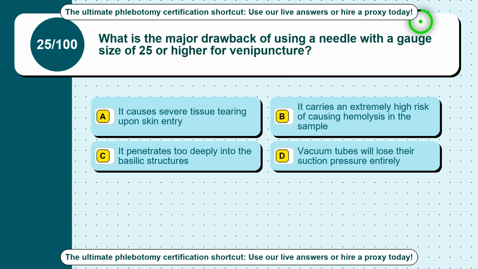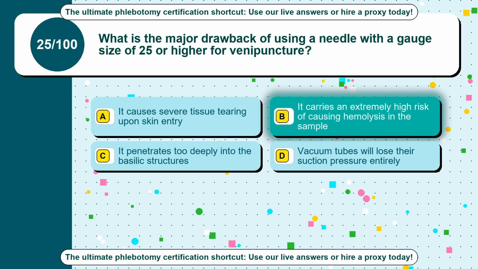Question 25. What is the major drawback of using a needle with a gauge size of 25 or higher for venipuncture? Option A, it causes severe tissue tearing upon skin entry. Option B, it carries an extremely high risk of causing hemolysis in the sample. Option C, it penetrates too deeply into the basilic structures. Option D, vacuum tubes will lose their suction pressure entirely. The correct answer is option B, it carries an extremely high risk of causing hemolysis in the sample.